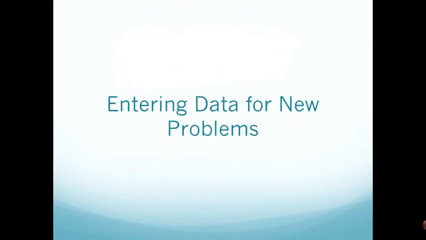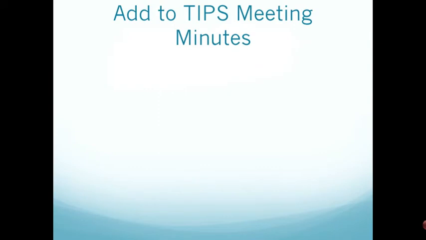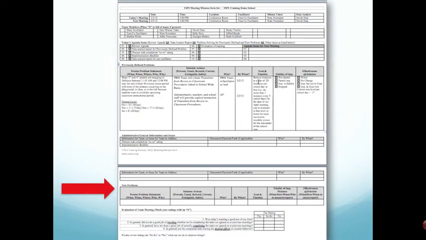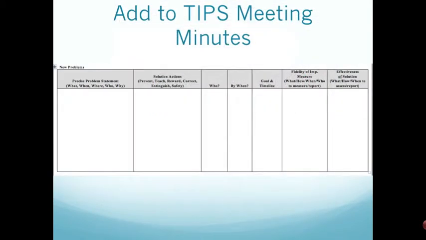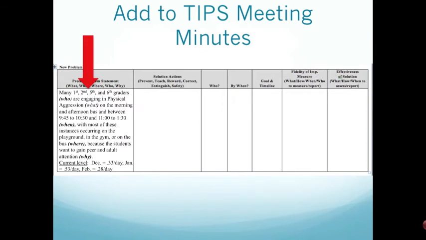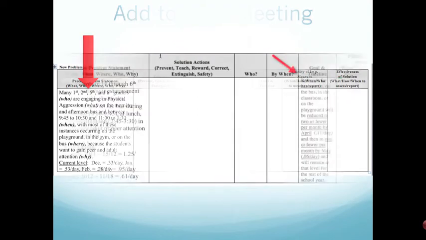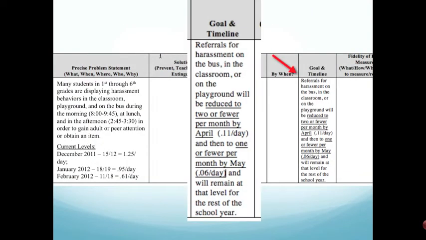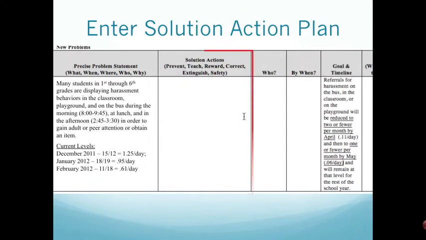We also are going to be entering information for our new problems. Again, dropping down towards the bottom of the page in our section for new problems, we're going to be identifying our precise problem statements. The minute taker will type those into the box. We would also be identifying the goal for the problem during this meeting. So the minute taker will be documenting our established goal, what and by when. Solution actions also will be identified with the action plan for who's going to do it by when.